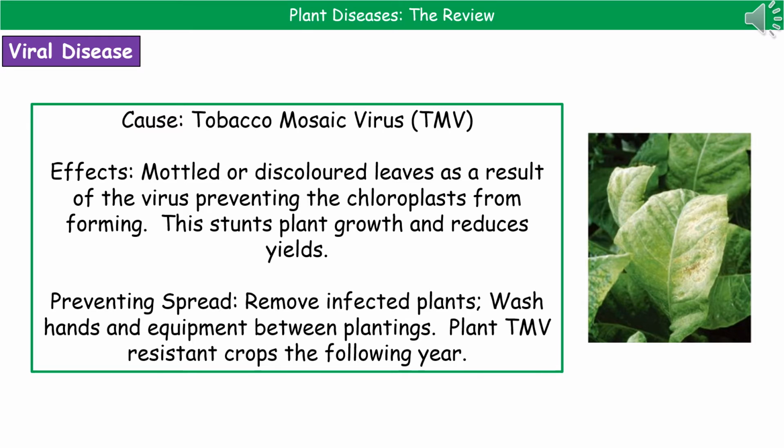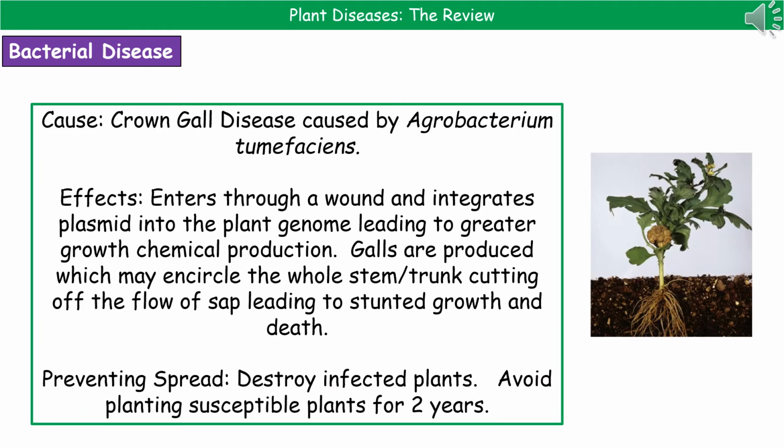If we have plants that do have TMV, then in order to prevent the spread, we remove those infected plants and we're then going to wash any of the equipment and our hands between any plantings to reduce the spread from plant to plant. If you've had an outbreak one year, then you would plant TMV resistant crops in that area the following year just to stop it coming back.